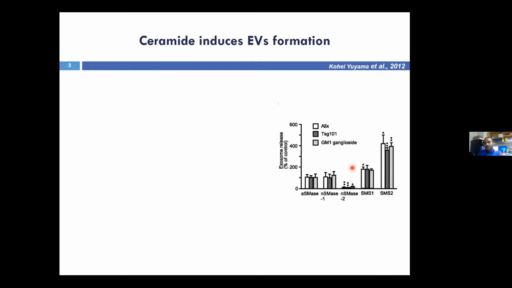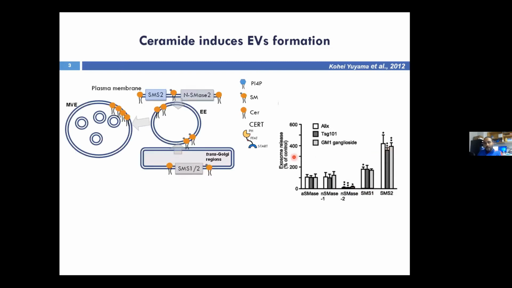So what you see here is a graph showing EV number in percentage of control. And what you see is that sphingomyelinase 2, but not 1, if you downregulate sphingomyelinase 2, you have a reduction in EV secretion. But sphingomyelinase 2 is not the only one responsible. There are also the sphingomyelin synthase 1 and 2, which, if they are downregulated, on the contrary, elicit extracellular vesicle formation and release.